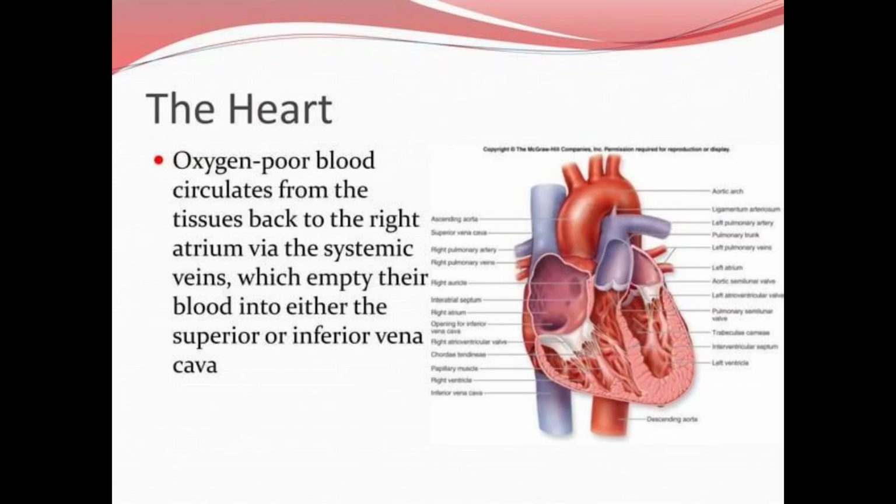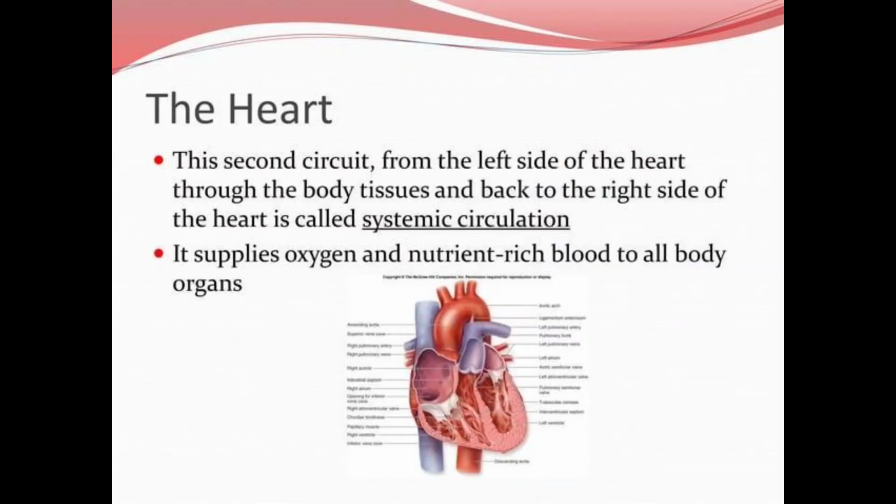So through the systemic circulation, the deoxygenated blood returns back and empties into the superior and inferior vena cava. Next, this second circuit runs from the left side of the heart throughout the body tissue and back to the right side of the heart. It is called systemic circulation.